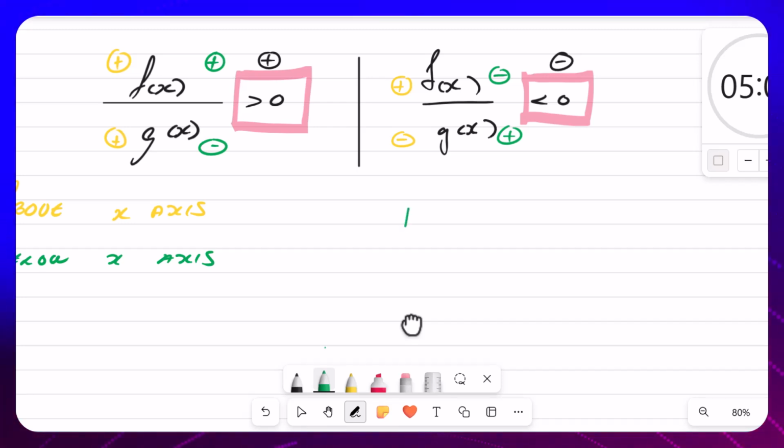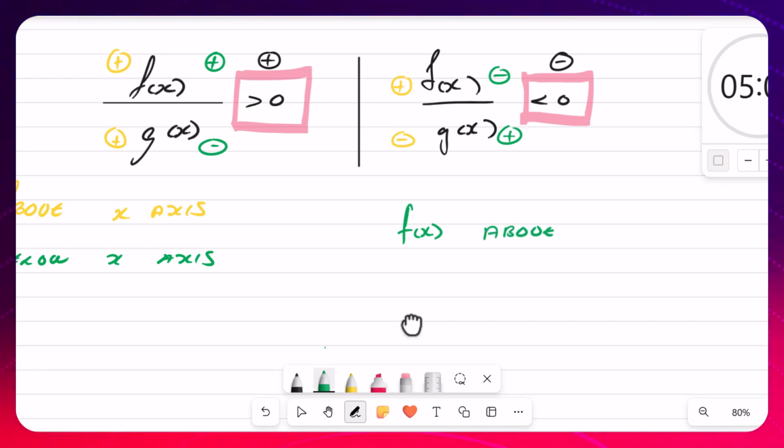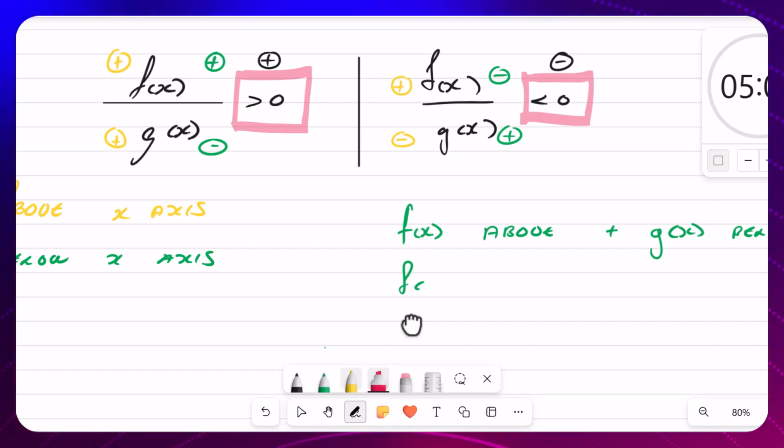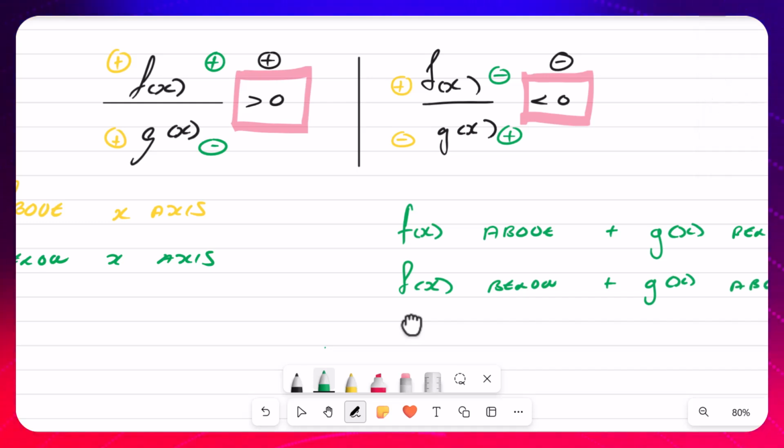So with that, we can start off with the following to say that the combination that we're going to need to have is that one graph, f of x, would need to be above and g of x would need to be below the x-axis. And then we are saying that f of x, I have that the other way around in color, but f of x is going to be below, and g of x would have to be above the x-axis. So that is the combination that you're going to have to work with.